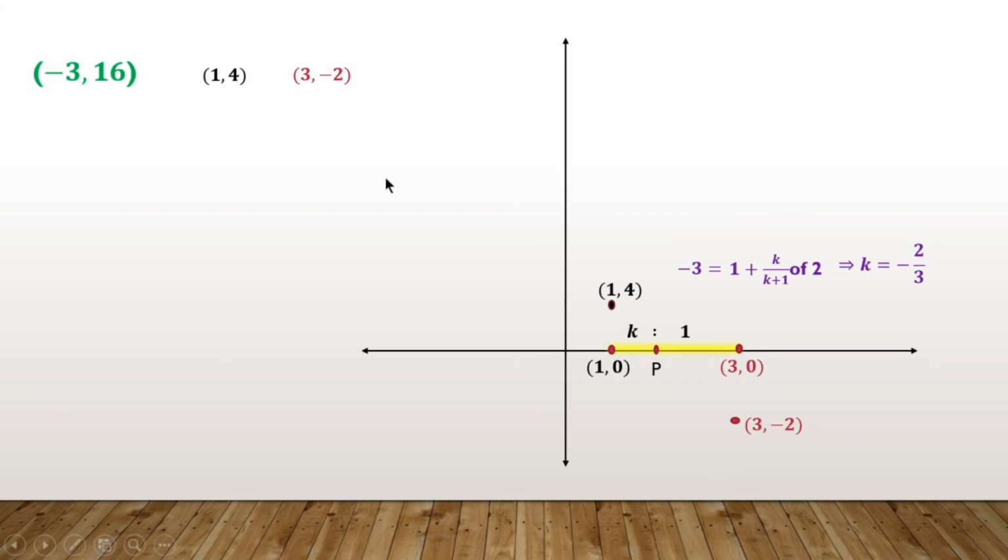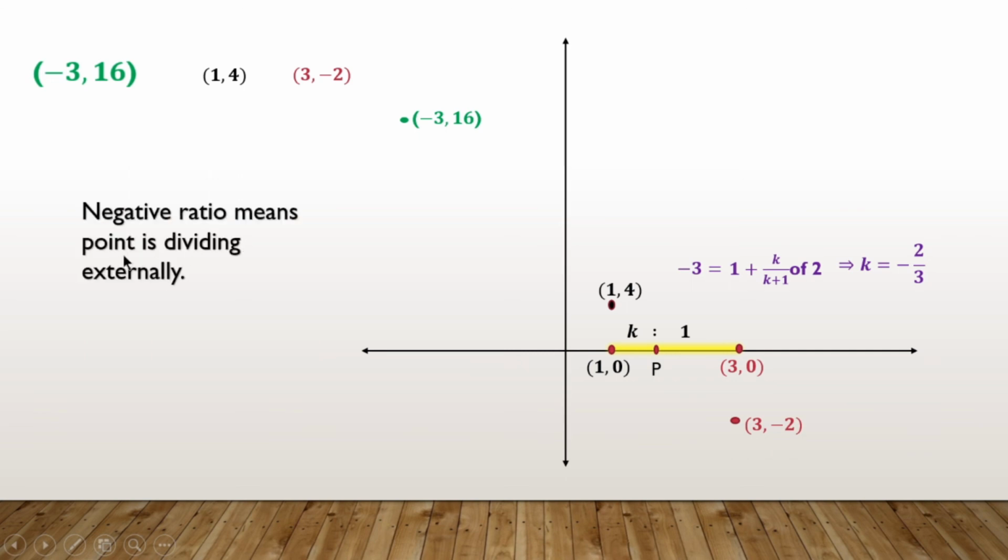That means if we use the formula of internal division, it tells us that the point does not lie on the line segment, it actually lies externally. And yes, the point was actually here, it wasn't on the line segment. So here we can conclude that a negative ratio means the point is dividing externally.